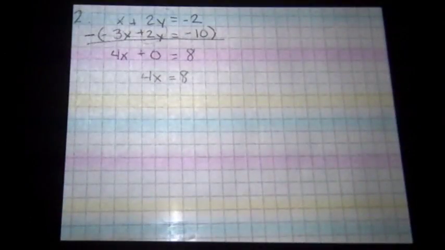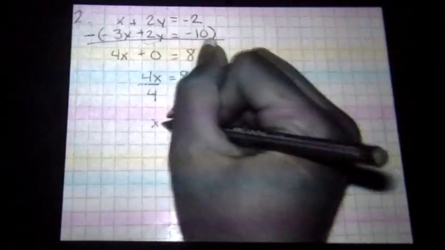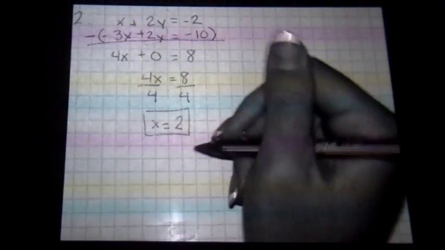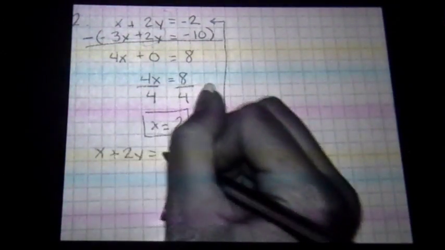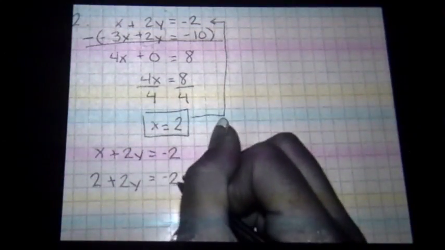So 4x equals 8. I want to get x by itself, so I'm going to divide by 4, divide by 4, and I'm left with x equals 2. I'm going to take this answer for x equals 2 and plug it back into my original equation. So I have x plus 2y equals -2. When I plug the 2 in for the value of x, I get 2 plus 2y equals -2.